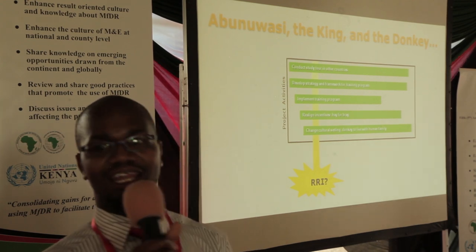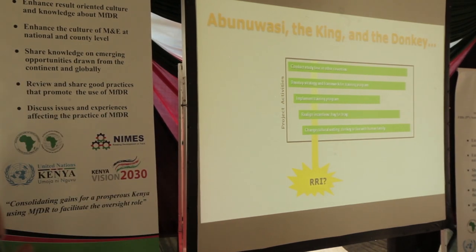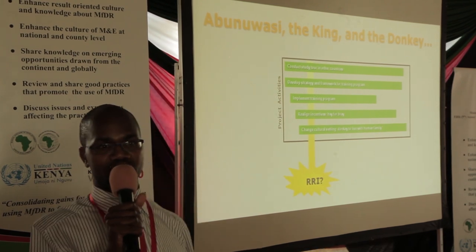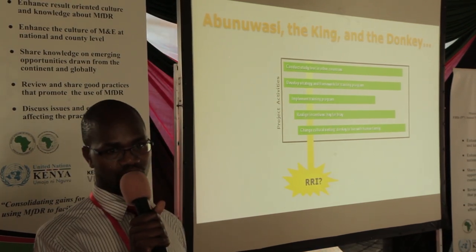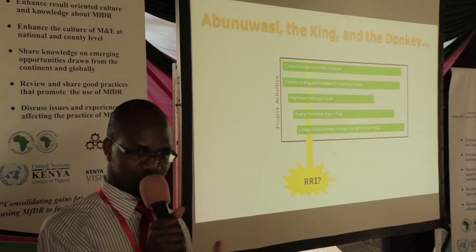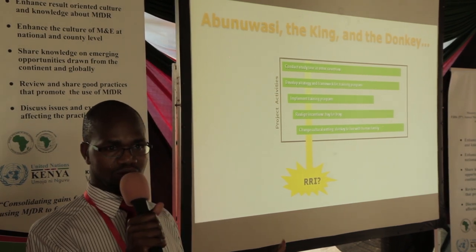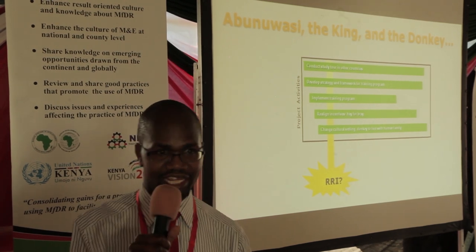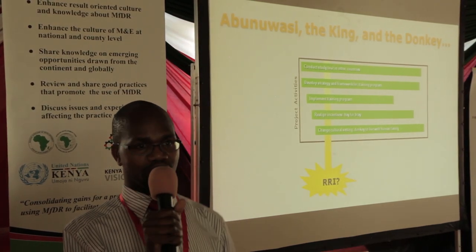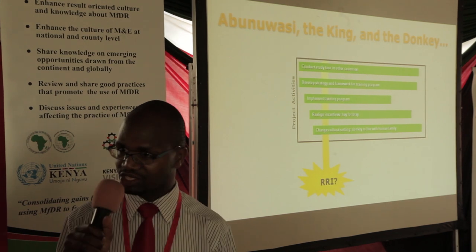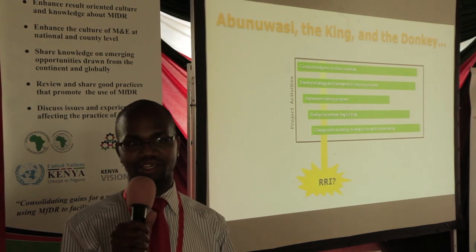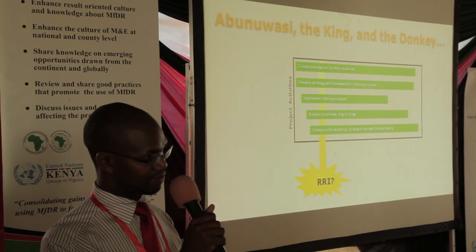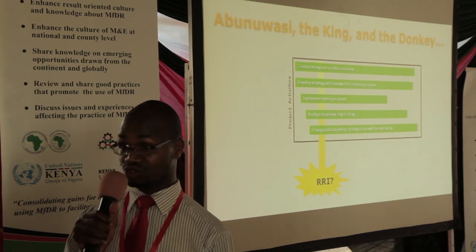I do not understand the mistakes of Abunuwasi, but he was given an assignment. He said, I would like you to give me an opportunity to teach a donkey how to talk in 10 years. So Abunuwasi was to be killed. I'm just shortening the story. So he asked the king, please give me an opportunity to teach your donkey how to talk in 10 years. And of course, you know the results.